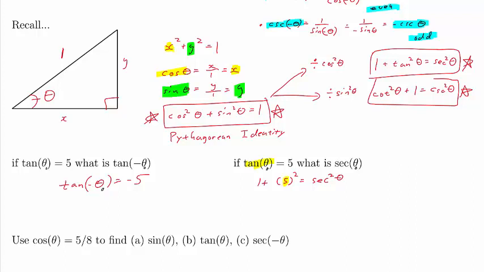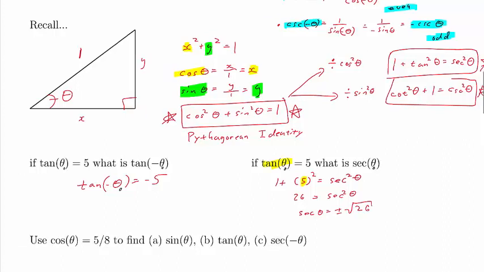All right, and so we just go through. 1 plus 5 squared is going to be 26. And that equals secant squared theta. And so what does secant theta equal? We take the square root of both sides. And so secant theta equals positive or negative square root of 26. Okay, so that gives us a good idea on that one.